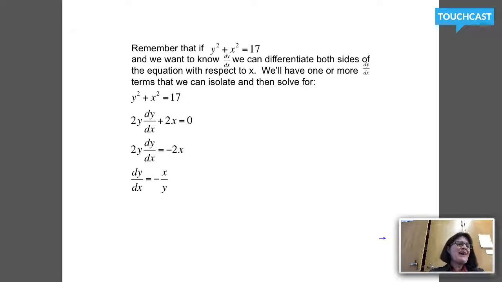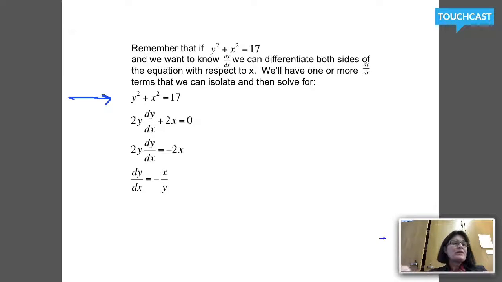But if we want to find the slope of the circle, dy/dx, a derivative, something to tell us about how y changes with respect to x, we need to use implicit differentiation because we do not have y as one single function of x. So recall what we did, because you're going to need to remember it in like one more minute. So here's my original equation, y squared plus x squared equals 17. We said that we could take the derivative of both sides of this equation with respect to x.